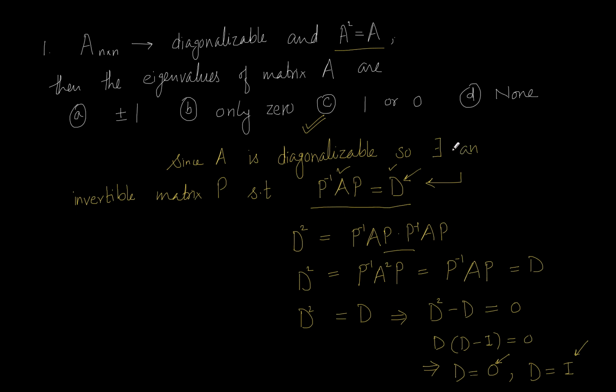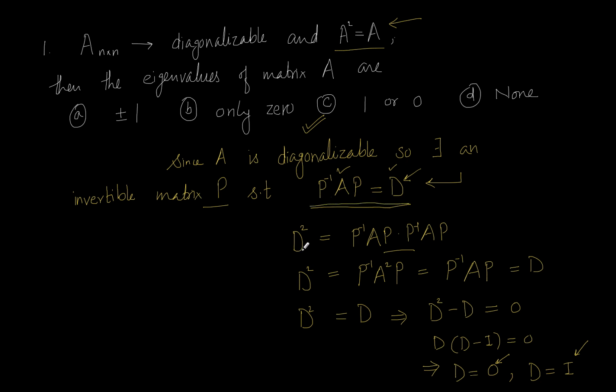Let me again explain this. The question is that we have a matrix A which is diagonalizable, and it satisfies the condition A square is equal to A. We have to find the eigenvalues of the matrix A. These are four options. So just use the definition of diagonalizable, because A is given as diagonalizable. So we can find an invertible matrix P which satisfies this equation.